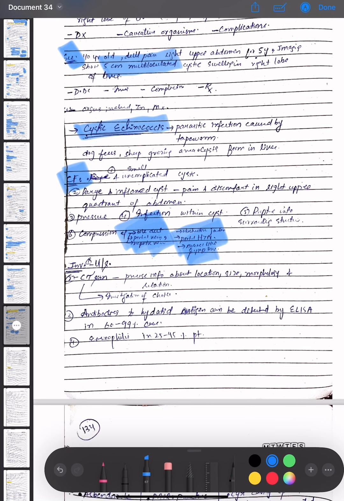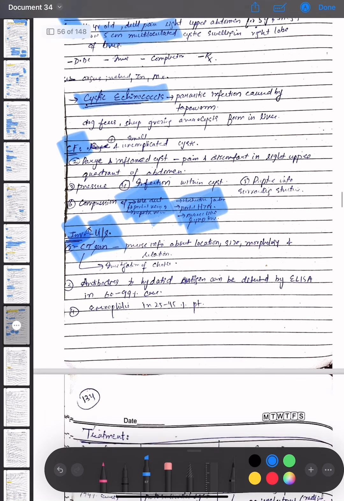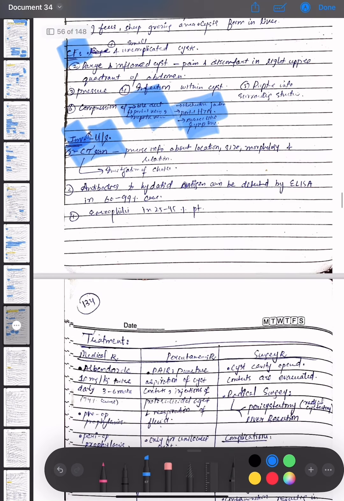Now, what are the investigations? We will do ultrasound and CT scan, which give precise location, size, morphology, and relations, and are the investigation of choice. Antibodies to hydatid antigen can be detected by ELISA in 60 to 99% of cases, and eosinophilia is seen in 25 to 45% of patients. Now, what are the treatment options?